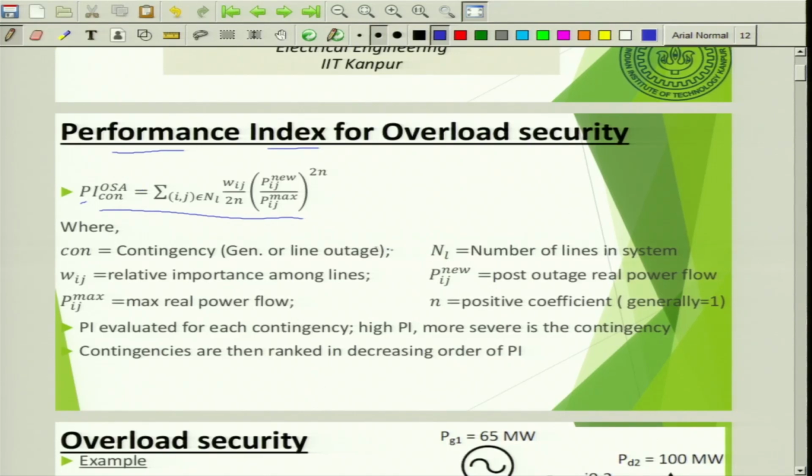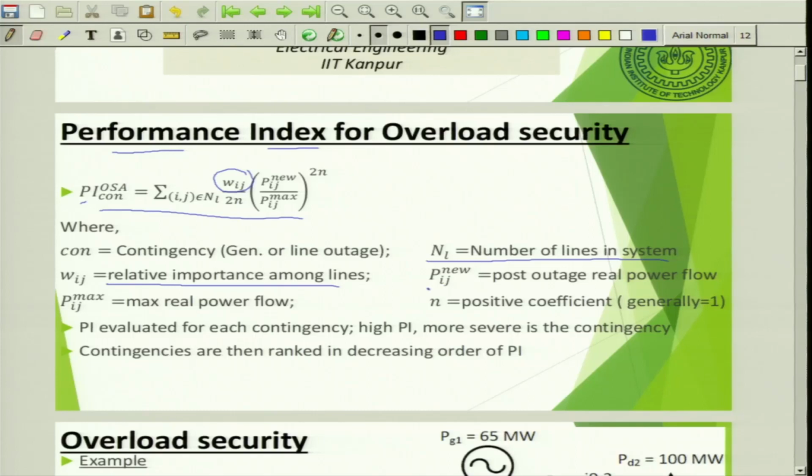There are some terms: NL represents the number of lines in the system, and WIJ is the relative importance among lines. That means this is like a weightage factor. Certain lines are very critical and you do not want that line to be outaged, or some critical load is connected to the specific line. So, you give more weightage to that specific line.